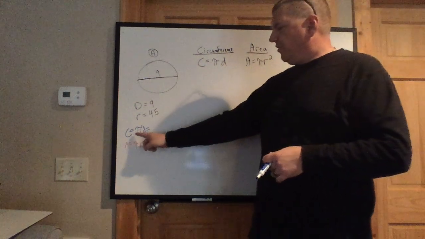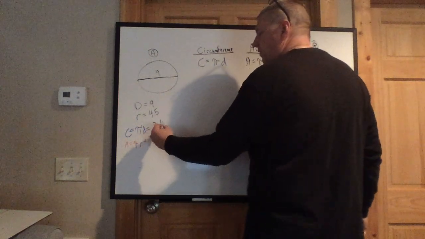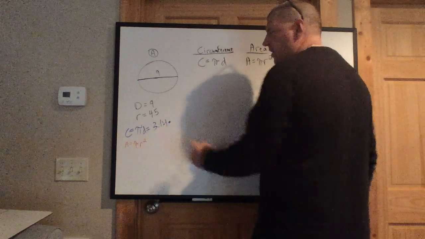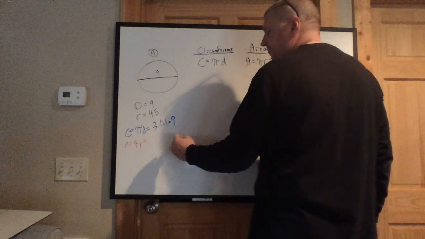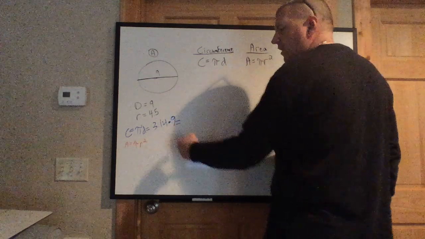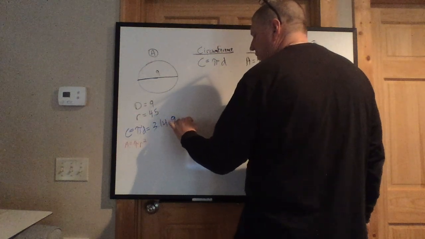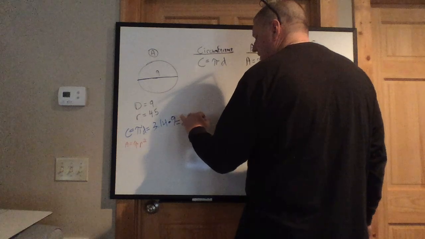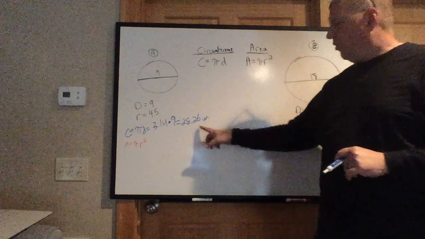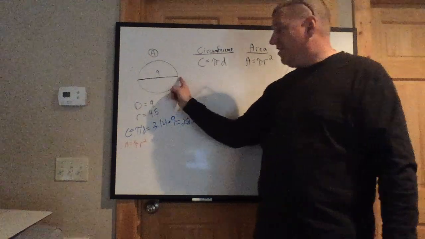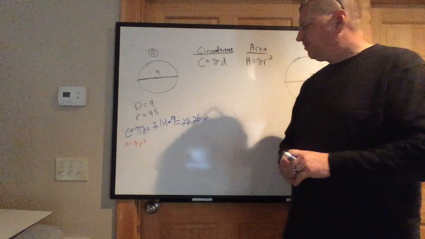So the circumference is equal to pi times the diameter. So we're going to use 3.14 as pi, that is our decimal equivalent, times the diameter, which is 9. Okay, so 3.14 times 9 is going to give me a grand total of 28.26 units long. Okay, the distance around the circle is 28.26 units long if the circle is 9 units from one side to the other through the center. That becomes our definition. All right.